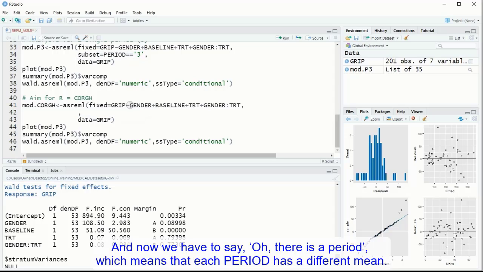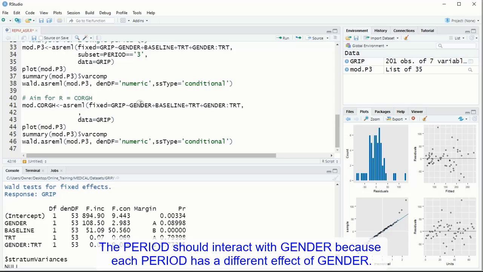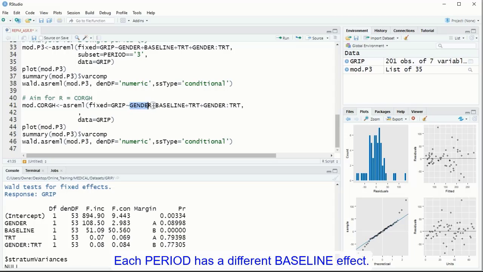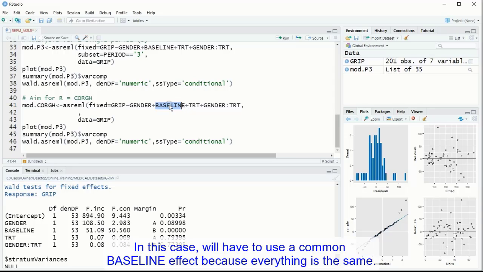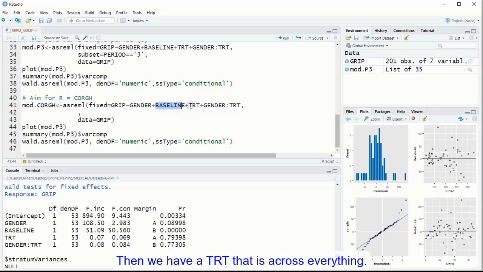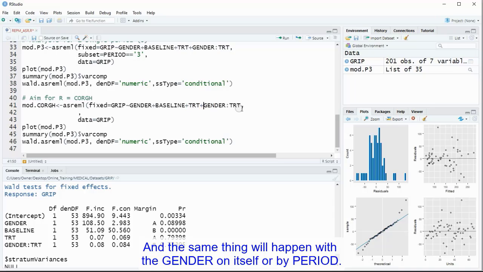And now we have to say, oh, there is a period, which means that each period has a different mean. The period should interact with gender, because each period has a different effect of gender. Each period has a different baseline effect. Sometimes we use a common baseline effect. In this case, we'll have to use a common baseline effect because everything is the same. Then we have a treatment that is across everything, but we also have a treatment that will be by period. And the same thing will happen with the gender on itself or by period.